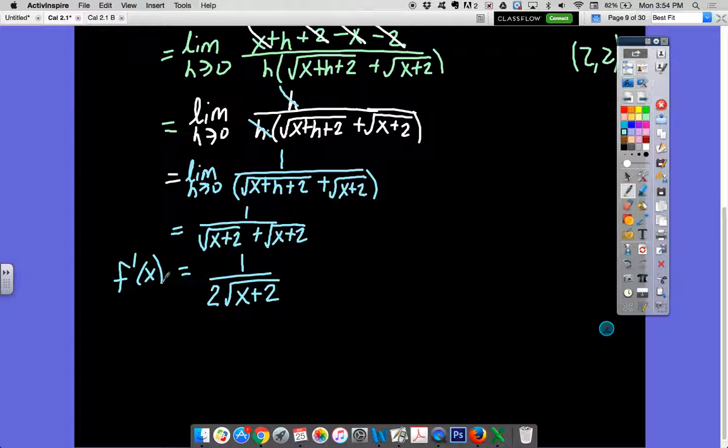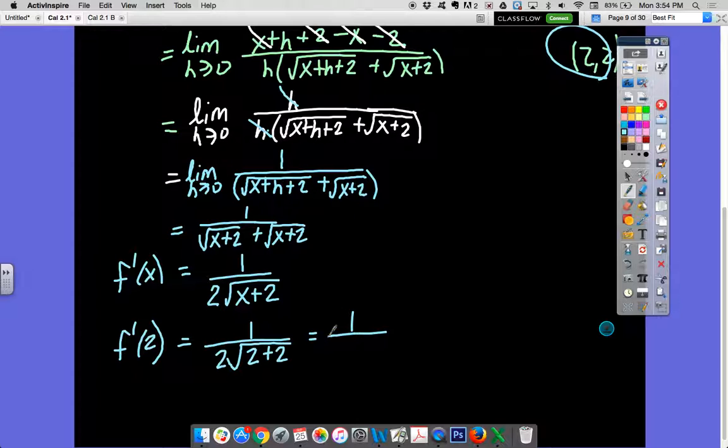Now, my problem said evaluate it and see what my slope is at the point 2, 2. Well, I need to come over here and plug in a 2 because that's my x value. So come over here in your derivative, plug in a 2. I'm just going to go horizontally with this so I can quit scrolling down. So that's going to be 1 over 2 times the square root of 4, which is 1 over 2 times 2, which is 1/4. And that would be our derivative at that point.